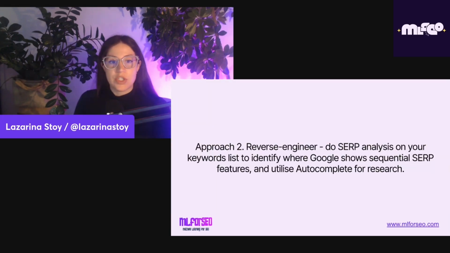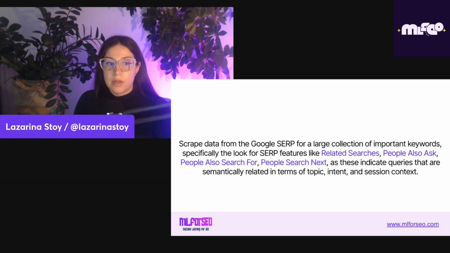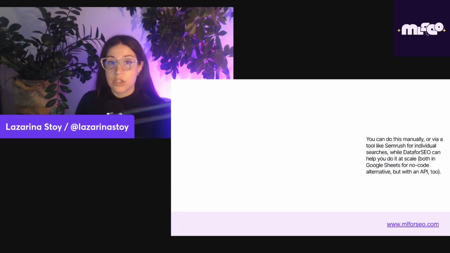The second approach that I would suggest here would be to reverse engineer, starting from a Google SERP analysis on your keywords to identify where Google shows sequential SERP features, and then utilize autocomplete for researching those as well. The approach here would be to scrape data from the Google SERP for a large collection of important keywords, specifically looking at SERP features like related searches, people also ask, people also search for, people search next, as these indicate queries that are semantically related in terms of topic, intent, and session context.